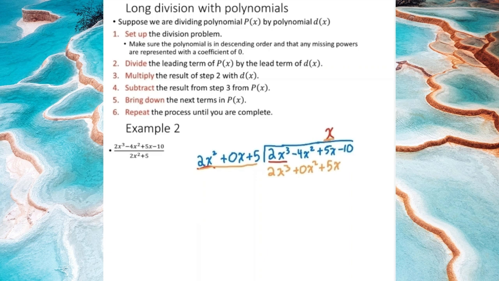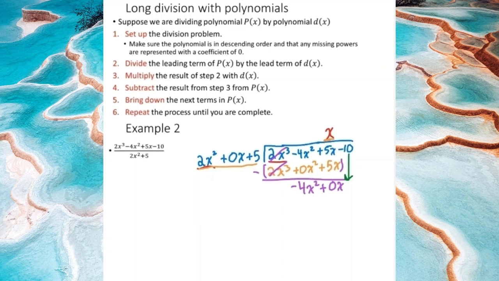Now we'll move to step 4, which is subtracting. We're going to take our result from step 3, and we're going to subtract that from our p of x. 2x cubed minus 2x cubed, they're going to cancel. We should always have those leading terms cancel if we divide it properly. Negative 4x squared minus 0x squared is negative 4x squared. 5x minus 5x, they do cancel, but because I want to make sure everything stays aligned properly, and because the x term would not be my leading term, I am going to keep it as plus 0x. Now we go to step 5.